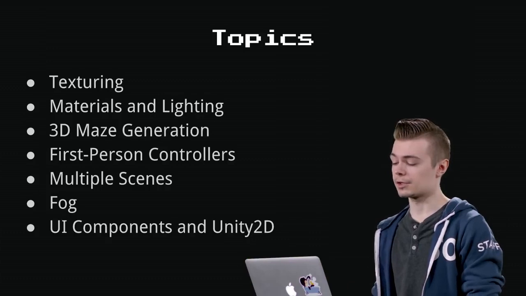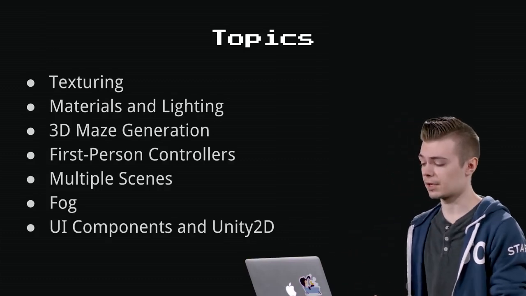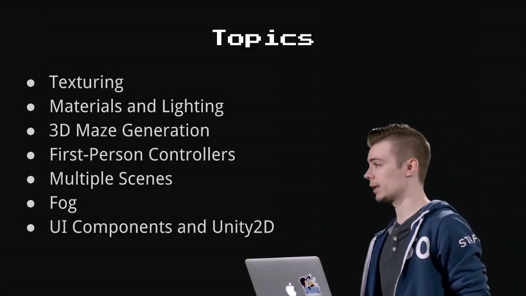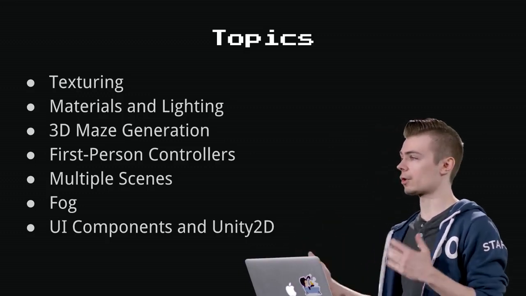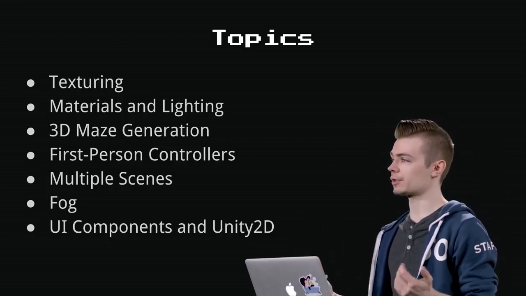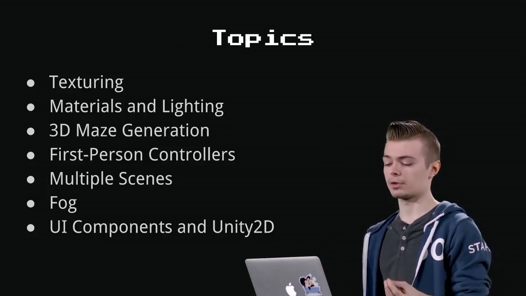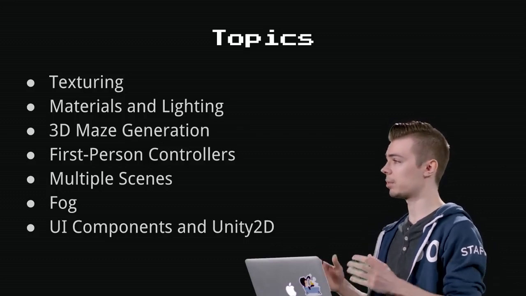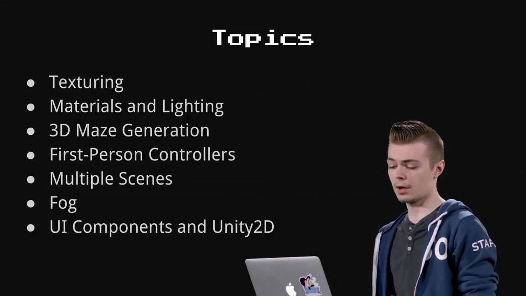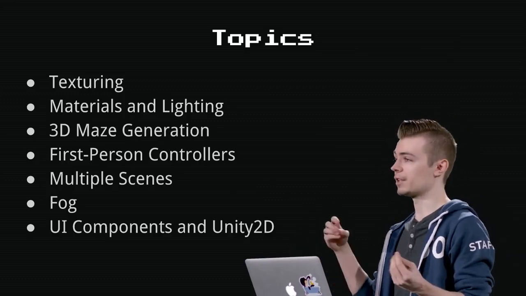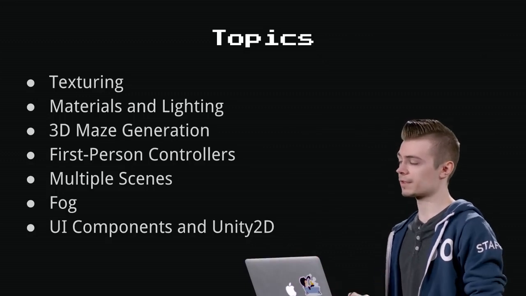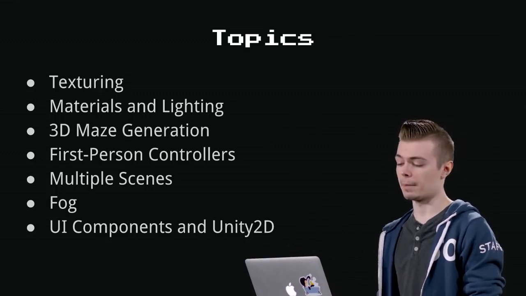So some of the topics we'll be covering today, we'll be talking about texturing. Recall last week, the helicopter and all of the items in our game were just flat colors. They didn't really have any textures associated with them. We'll talk about how to assign textures to materials and how to apply those materials to objects in our scene. We'll talk about materials and lighting, so not only materials, but also the different kinds of lights that Unity supports, and a few details about those.